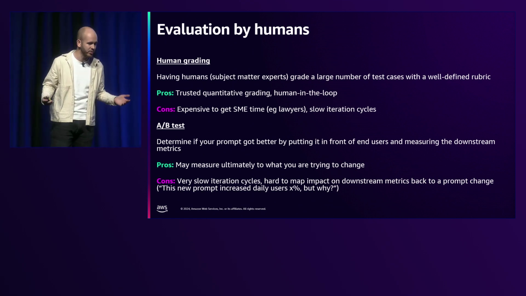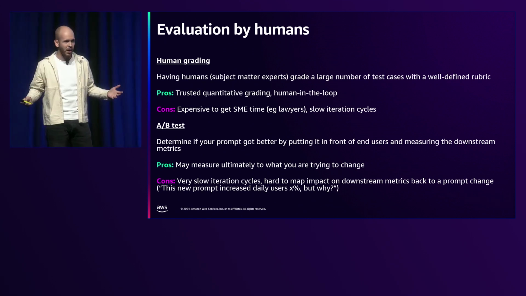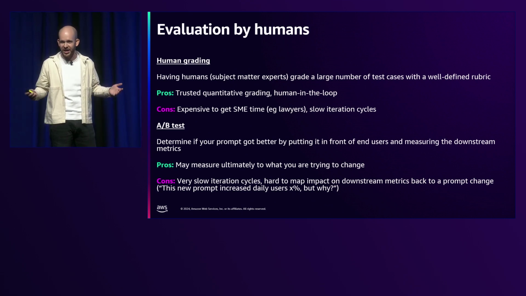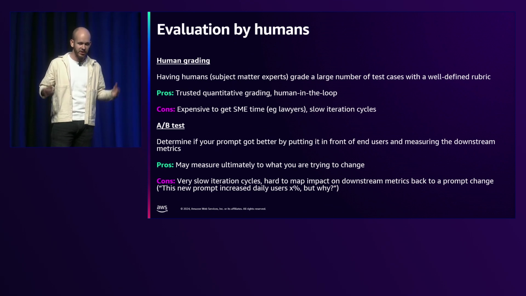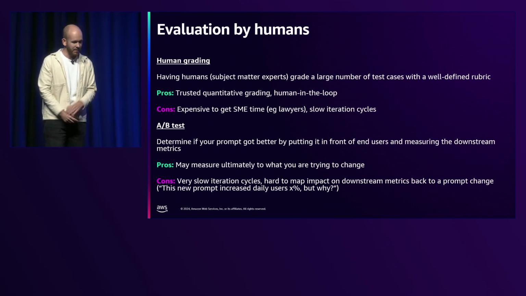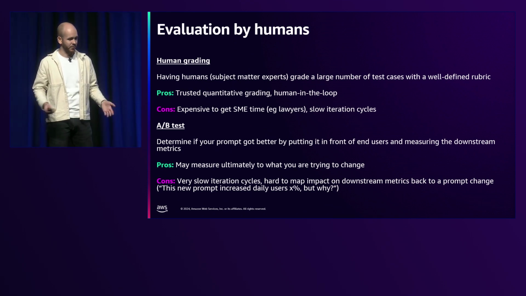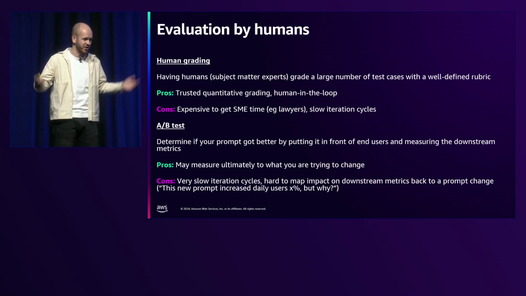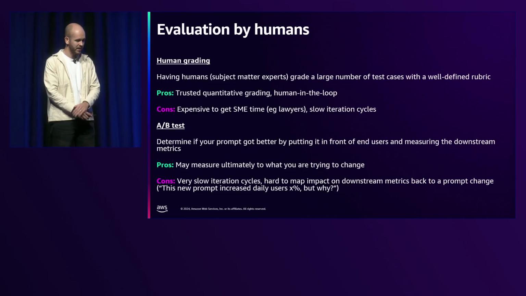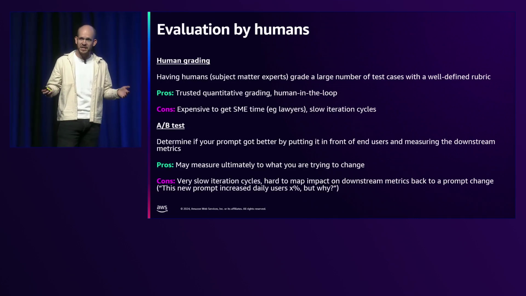Another thing you could do is you could maybe improve your prompt based on vibes and then put it in production and see how end users react to it. So I work with a lot of teams that, as part of their evaluation strategy, they A/B test. And what's great about A/B testing is, of course, you're measuring what ultimately you're trying to change. I don't know, we put a new prompt in and daily active users go up, checkouts increase, whatever it might be. The problem I see with A/B tests is the iteration cycle is quite slow.